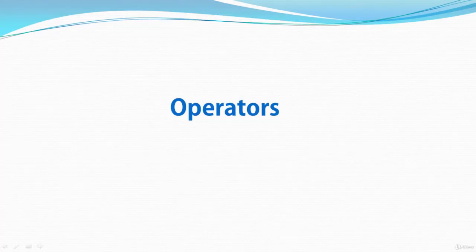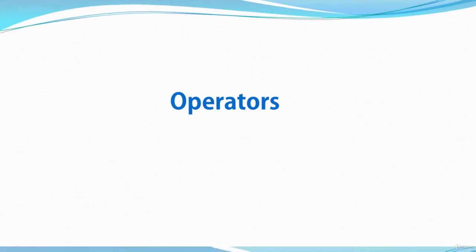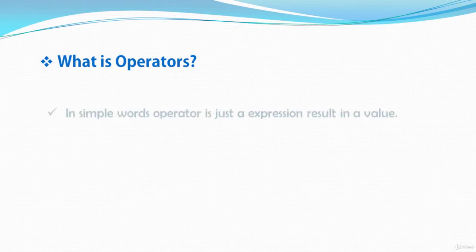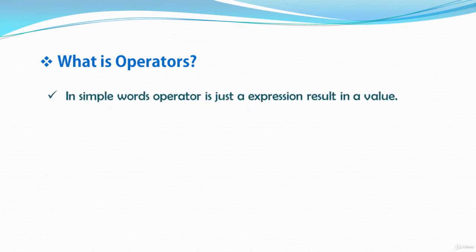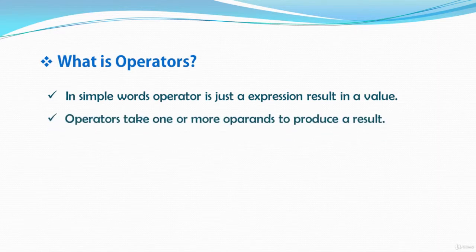We mostly use operators to specify our expressions because using operators, you can compare two values, add, multiply, divide and do so many things. Now the question is, what is an operator? In simple words, an operator is just an expression that results in a value. An operator takes one or more operands to produce a result.